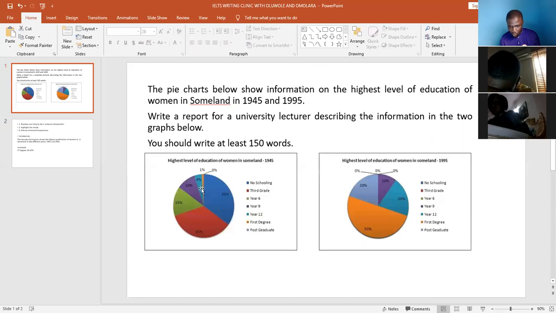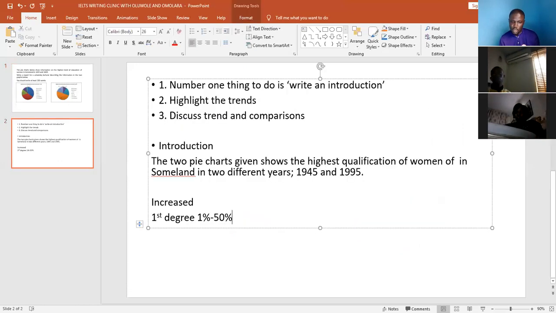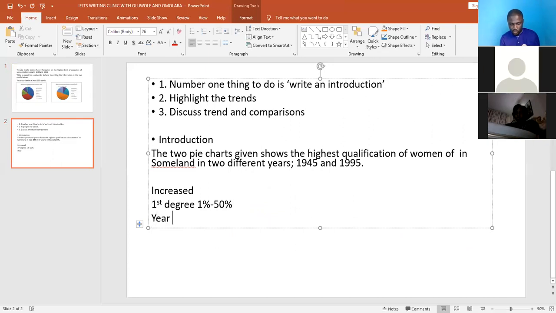Year 12. Okay, year 12 was, I think this color range is even affecting me. Maybe I'm not seeing it properly. Year 12 was 4% here in 1945, was 20% in 1995. So year 12, yes. Year 12, 4%, then increase to 20%.